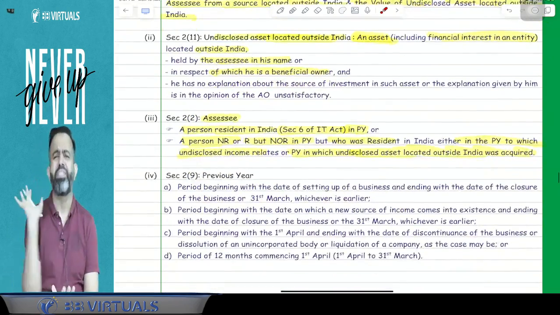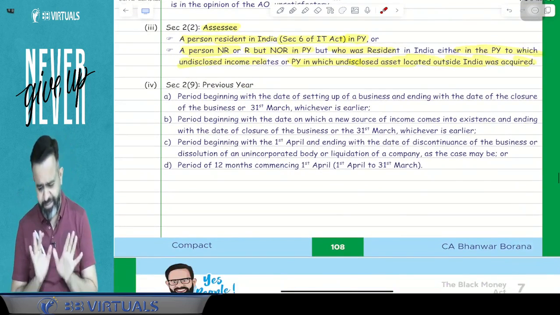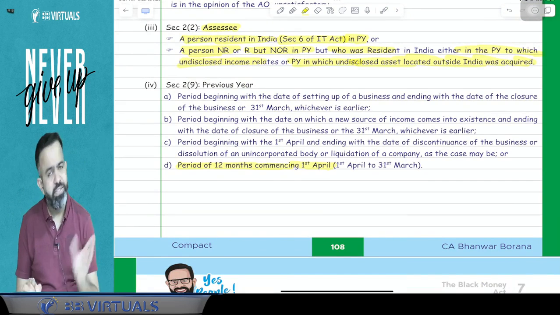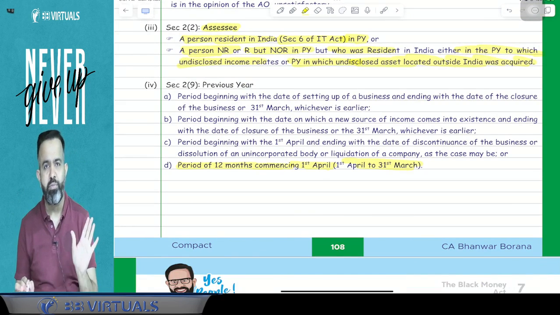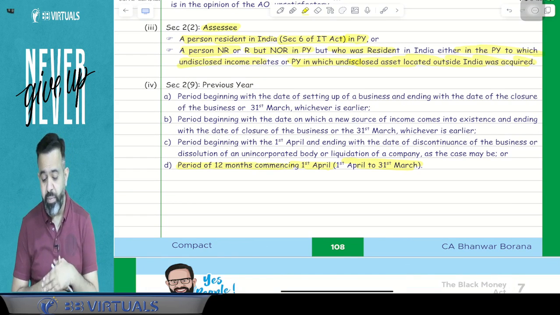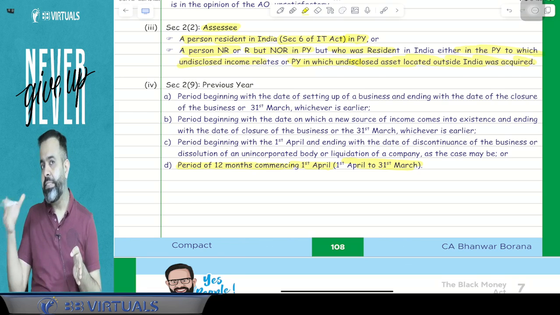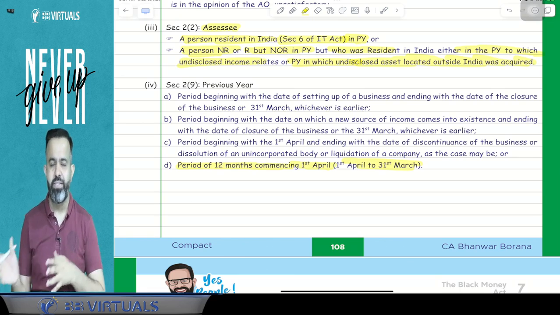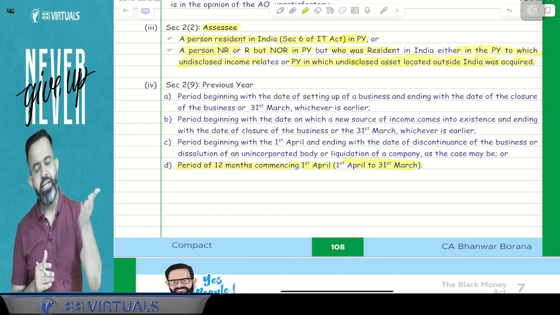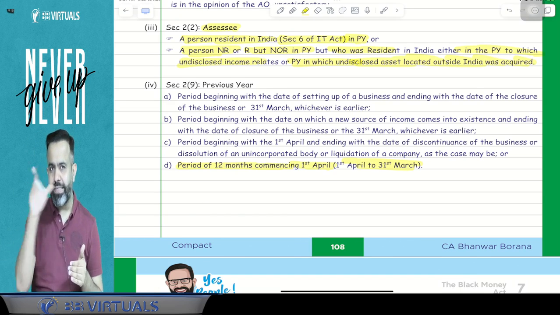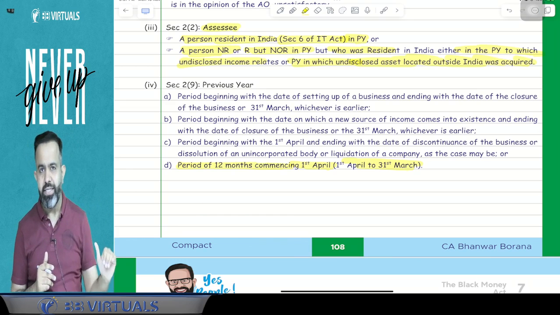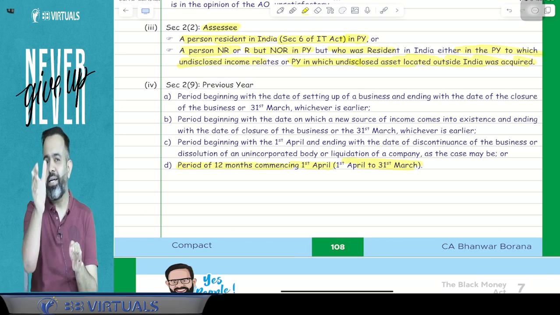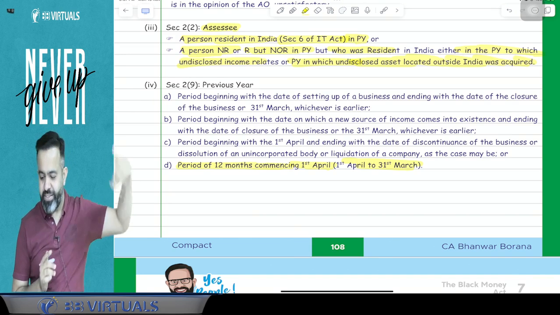Now, what do you mean by the previous year? Previous year is very simple, guys. Previous year means a period of 12 months commencing from 1st April and completing on 31st March. That is called the previous year. But there may be a possibility. Suppose a business started in the current year and closed down in the current year only. Then, guys, the previous year will start from the date on which the business is started and it will be completed on the date when the business is wound up.